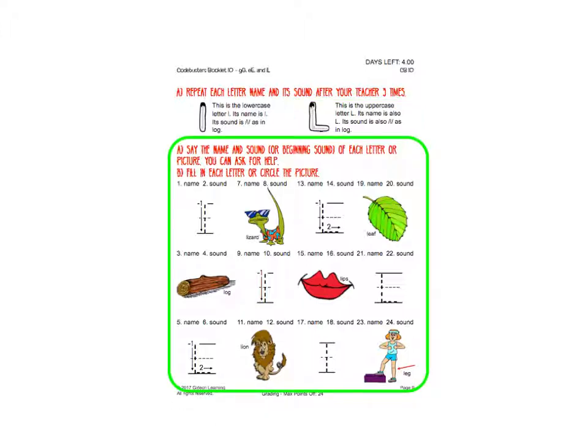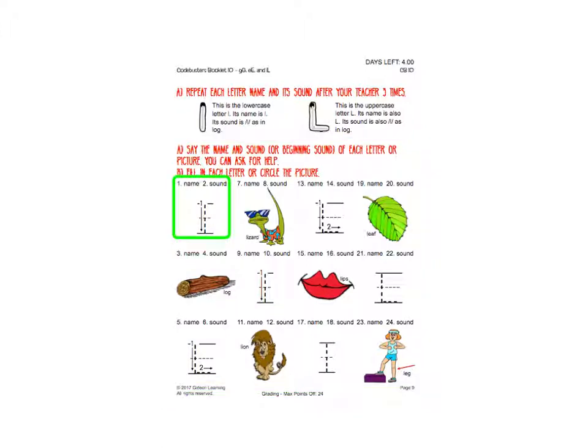Say the name and sound or beginning sound of each letter or picture. You can ask for help if you need to during class. Fill in each letter or circle each picture. This is the letter L. Its sound is L. And then you can write your lowercase letter L. This is a picture of a log. The beginning sound is L, and then you can circle it.